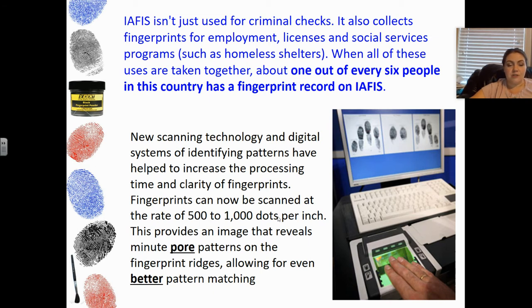New scanning technology and digital systems of identifying patterns have helped to increase the processing time and clarity of fingerprints. Fingerprints can now be scanned at the rate of 500 to 1,000 dots per inch. So that just means the computer scans to a pretty high level, whereas before it would give you a lot of matches and you'd have to sort through them yourself, eyeballing, trying to match the fingerprints. And now it gives you much fewer matches, down to just a couple. So this provides an image that reveals little pore patterns on the fingerprint ridges, allowing for even better pattern matching. Just saying that our machines are getting better and better at matching them with us not even really doing anything, just putting the fingerprint in the system.